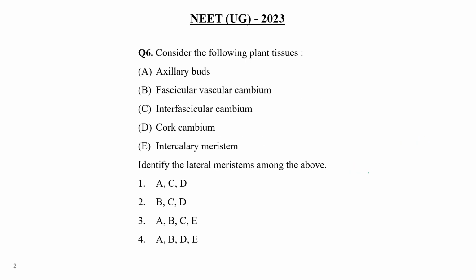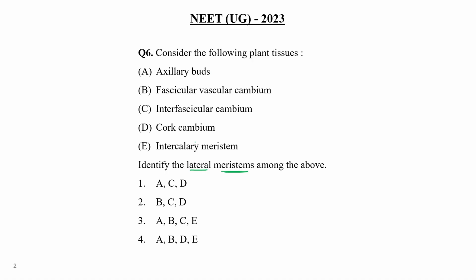Next, question number 6. Consider the following plant tissue: axillary bud, fascicular vascular cambium, interfascicular cambium, cork cambium, intercalary meristem. Identify the lateral meristem. Lateral meristem is responsible for lateral growth, in the sense of formation of cambium, right? So axillary bud is not related to lateral meristem, it is apical meristem.